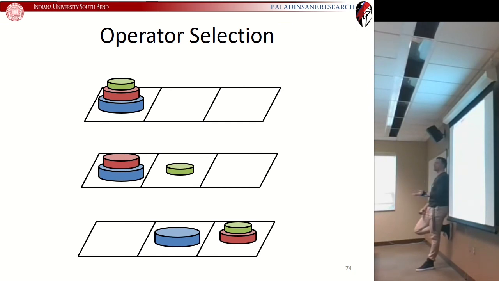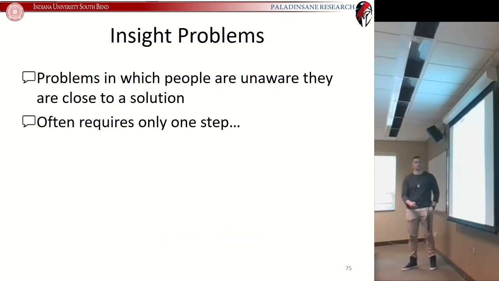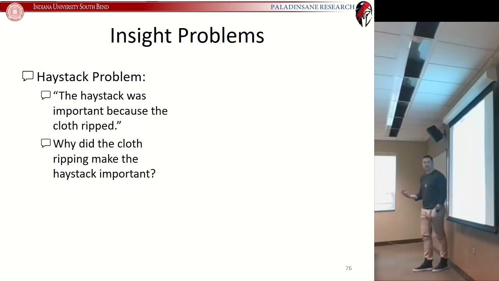So things like writing an essay would not be an insight problem, because if you need an 8-page essay and you're 4 pages in, you know you're close to solving that problem. If you're finishing up your discussion section, you know you're close to solving that problem. But there are other problems, like insight problems, where you have no idea if you're getting close to solving the problem. So we saw two examples of those last time.